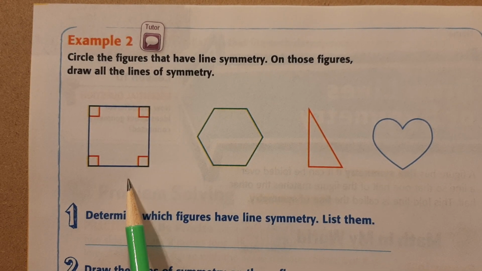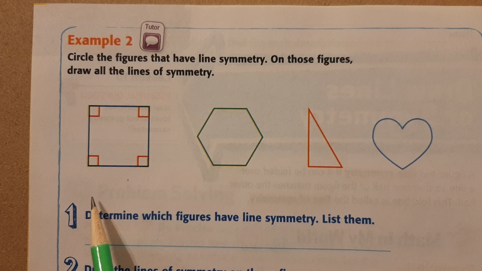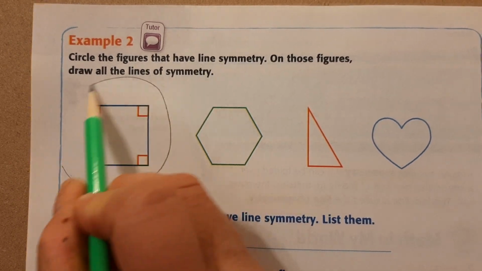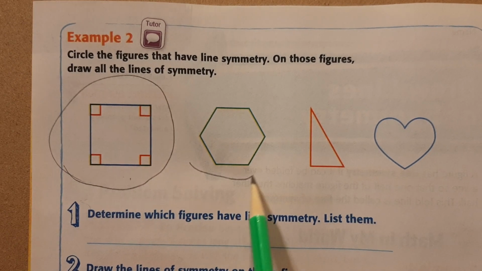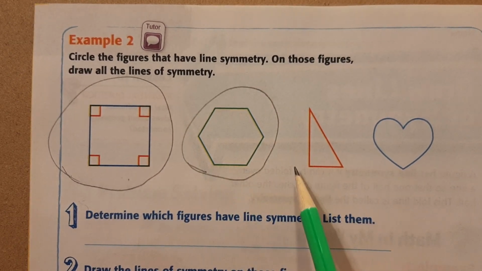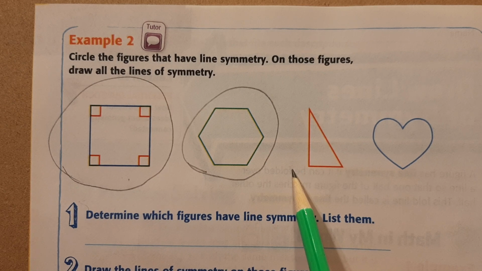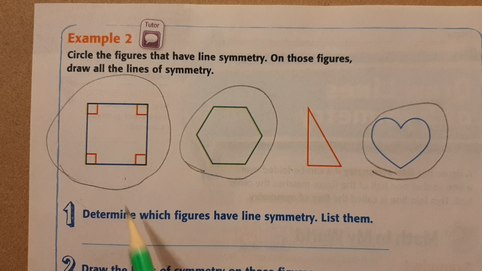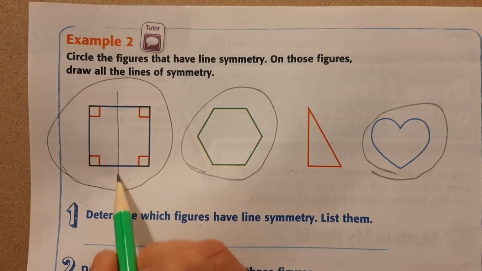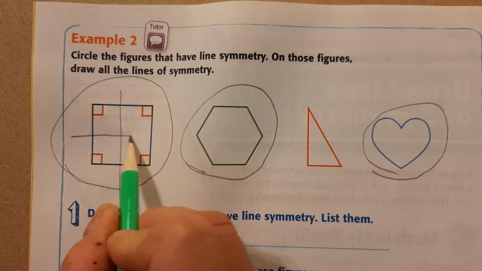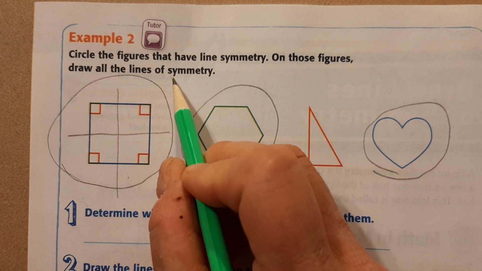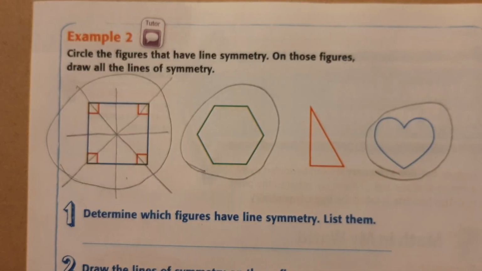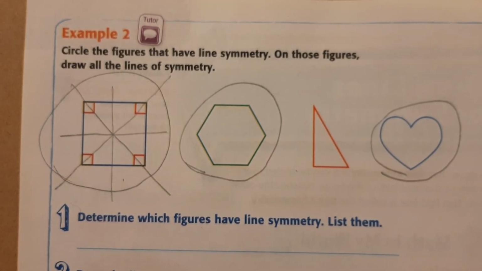On this one, does this have a line of symmetry? It does. So let's do the first part. We're going to circle anything that has line symmetry. This does. How about this one? Yes. How about this one? Nope. And this one? Yes. Well, let's find your lines of symmetry here. You could fold it in half this way or this way. Now, if this is a square, you actually could draw it like this and like that. So those are all your lines of symmetry.